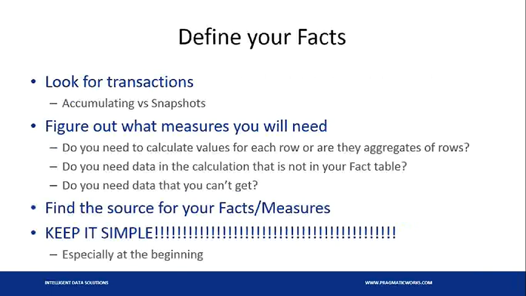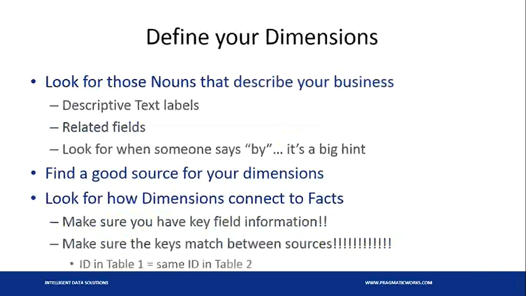And I cannot stress this enough. At the beginning of your career in PowerPivot, keep it simple. One fact table, 5 to 8 dimensions. If you try to get more complicated than that, you run the risk of just creating something that's almost unsupportable. Define your dimensions. Look for those nouns. Think of those person, place, or thing that we analyze our business by. And the most important thing, make sure you understand how those dimensions are connected to the facts.